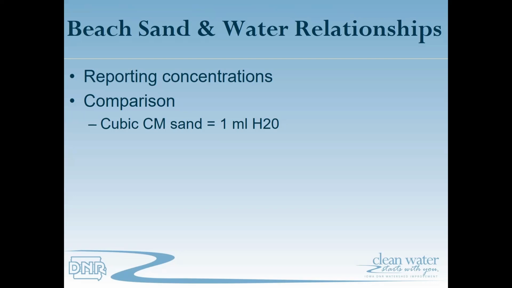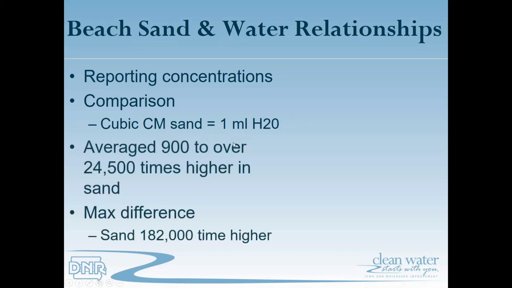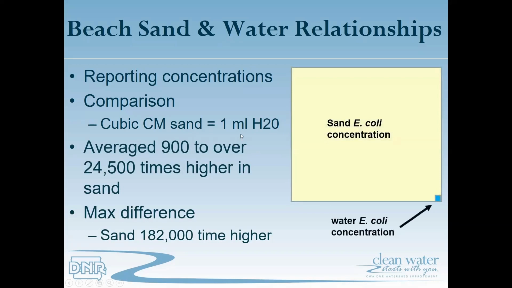So when we collect our sand from the beach, we're collecting a tube of sand from the surface, and we've got X number of cubic centimeters of sand, and 1 cubic centimeter of sand equals roughly 1 milliliter of water. And so our water was reported in 100 milliliters, and our sand was reported in amount of bacteria per gram.